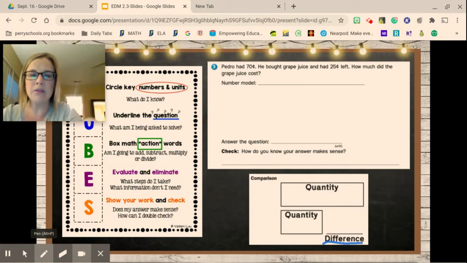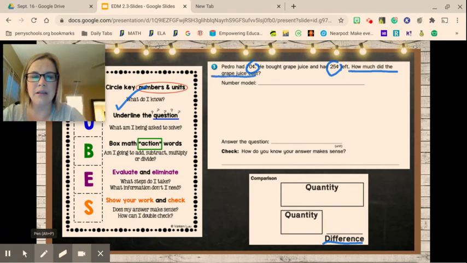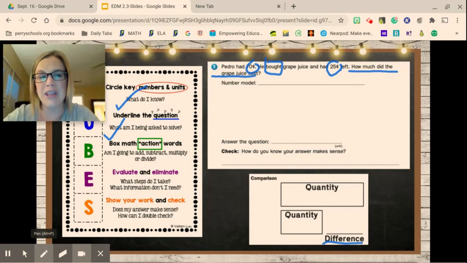So circling my numbers, 70 and 25, underlining how much money did the grape juice cost, and boxing in the math words. I don't really have any good math words here. I do have one, actually. He bought something. So when we think about it, bought means that he is taking away. So his money is going to get smaller because he bought something.